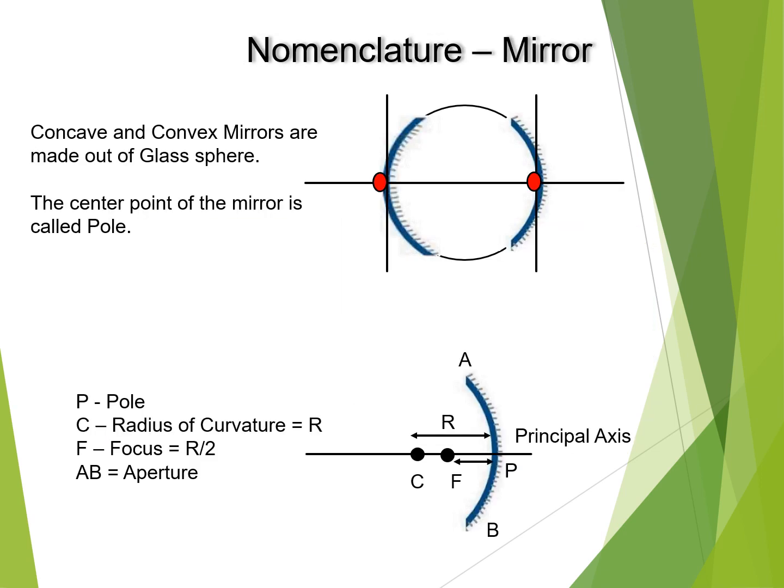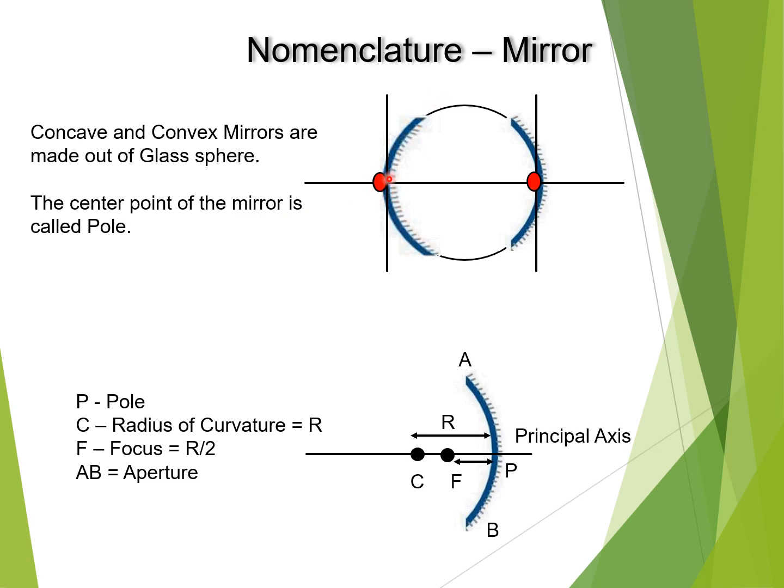So let us understand a few nomenclature with respect to concave and convex mirrors. As it is written here, concave and convex mirrors are made out of a glass sphere. So this is a glass sphere. If you cut the sphere from these 2 points and polish the inside surface nicely, then you will get a concave mirror. Similarly, if you cut this glass sphere from these 2 points and polish the outside surface, then you will get a convex mirror.